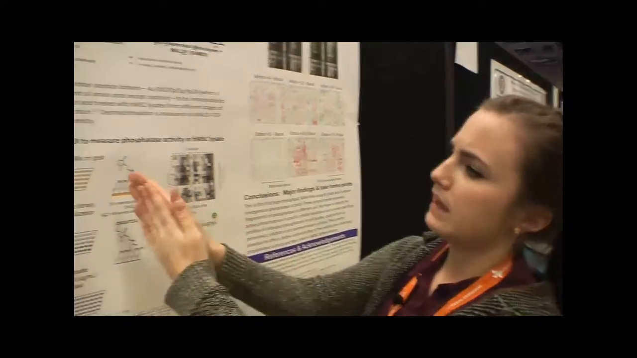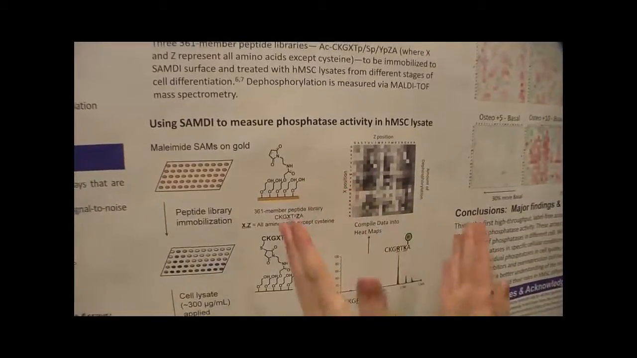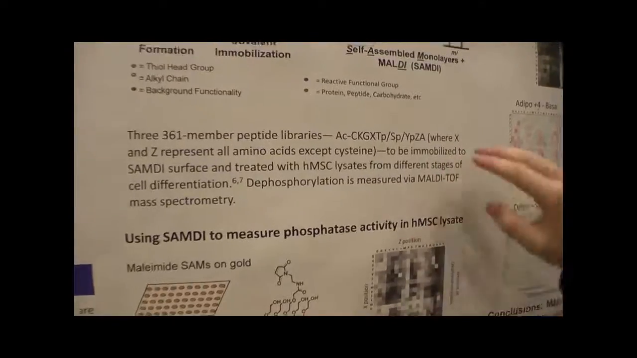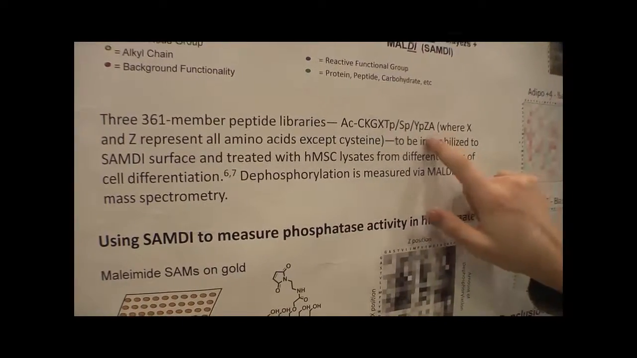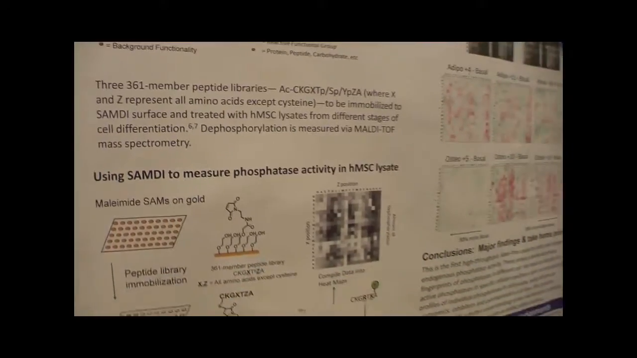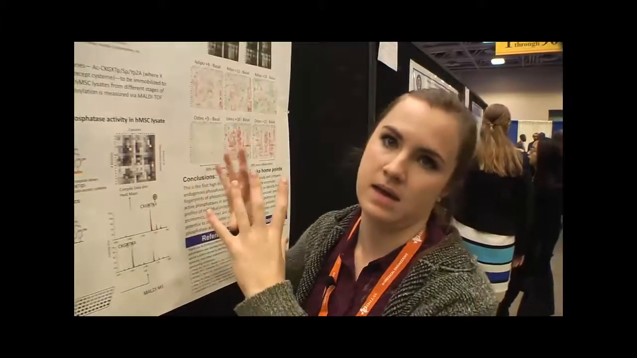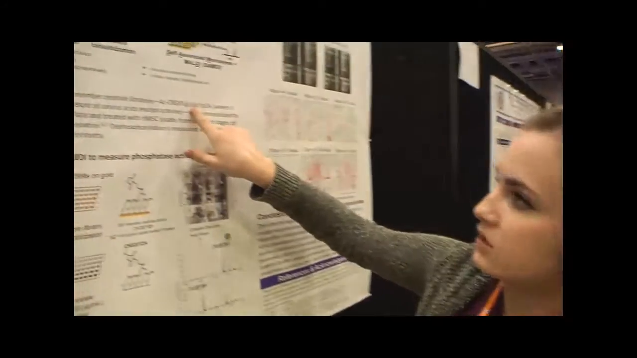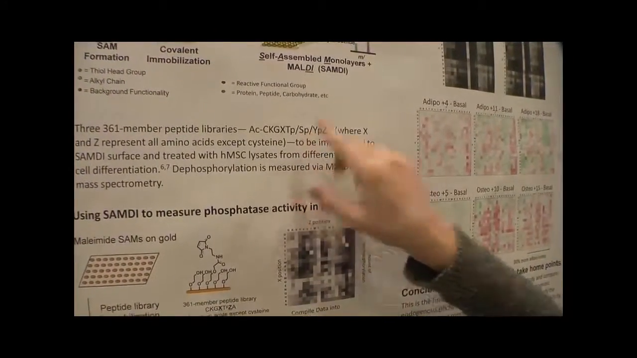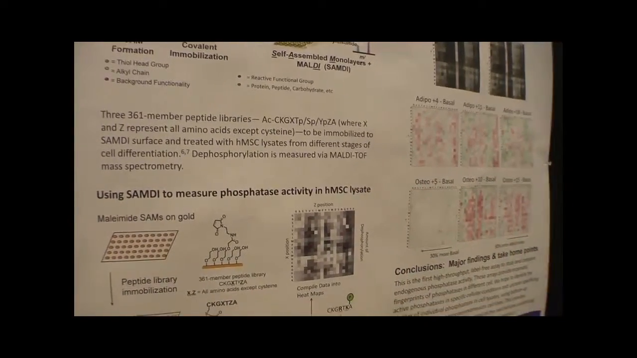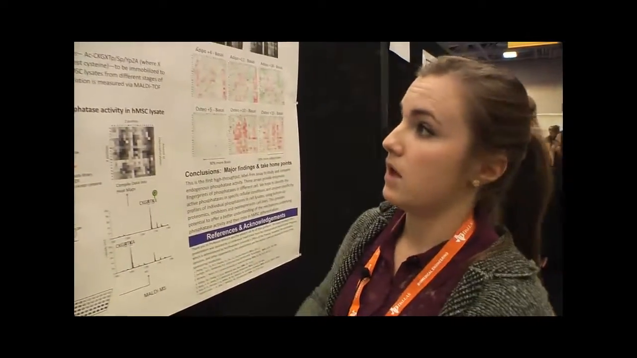Basically, we created 361 different types of peptides with this sequence here, which, don't worry about the sequence, just know that this X position and this Z position represented all the different amino acids, so we could put them on a map and see the different regulation of the phosphatases. In the cell, a phosphatase works on 3 different types of amino acid residues: threonine, serine, and tyrosine. So we created 3 different libraries that each had those separate phosphorylated residues.